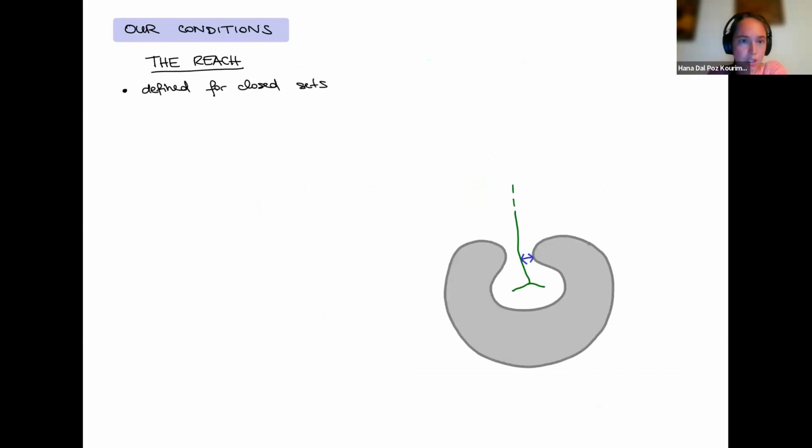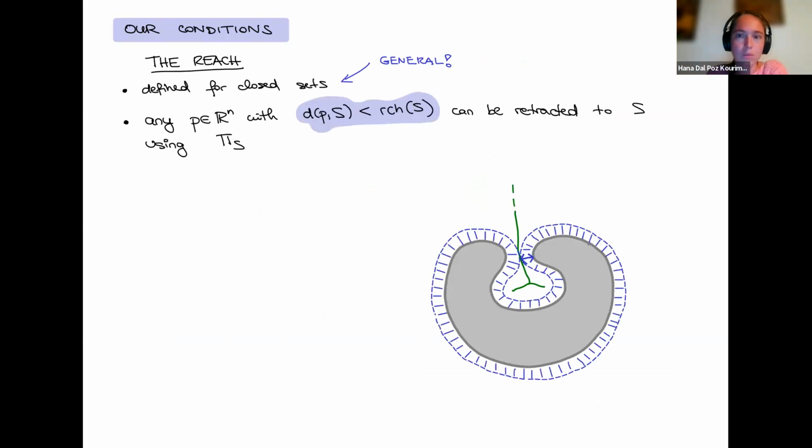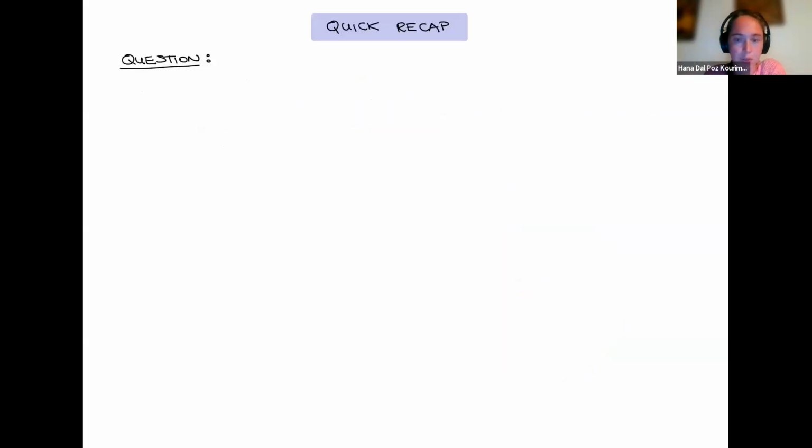So reach is defined for closed sets, which is great because this is a very general condition. And why do we need the reach in our theory? Because if we avoid the reach, then we can use this closest point projection and retract the offset, this blue offset of the set, to the set itself. And that is the main ingredient of our theorem.